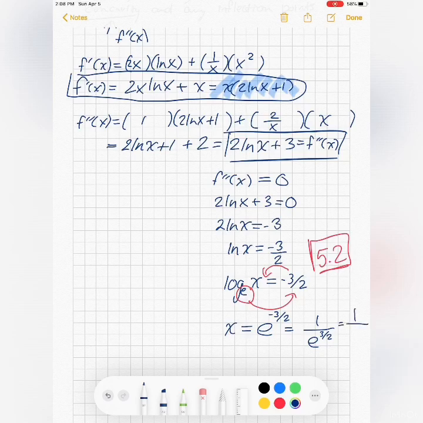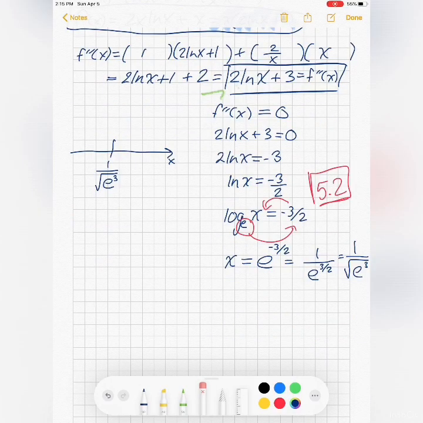And what if I write that as a radical? 1 over the square root of e cubed. So there's my number, my potential inflection point. And so once I have my x value here, I set up my sign chart, and again, I'm thinking about the second derivative. So my second derivative looks like this.